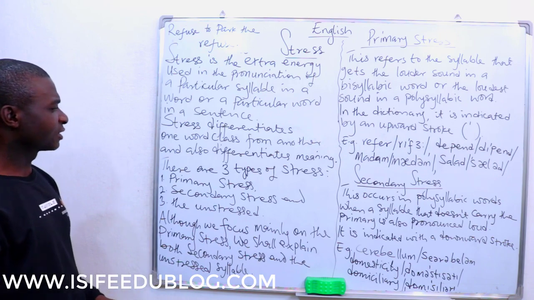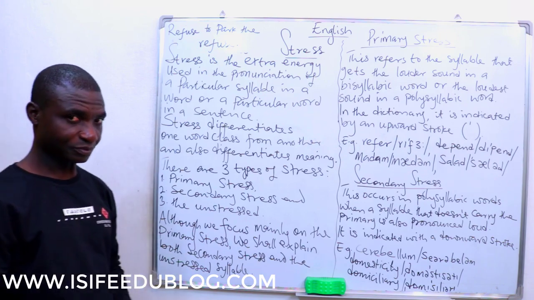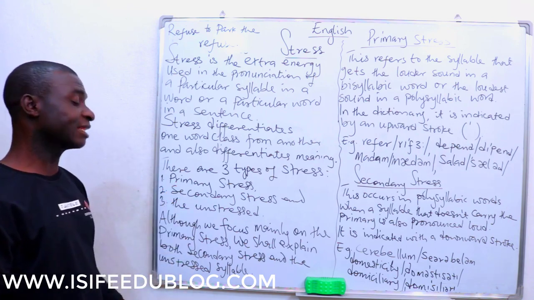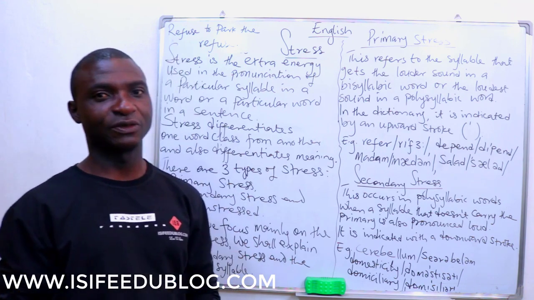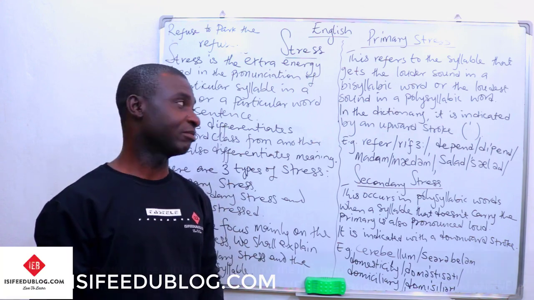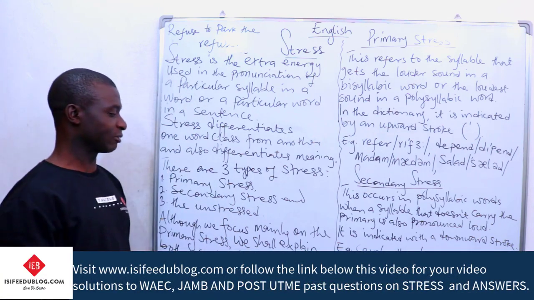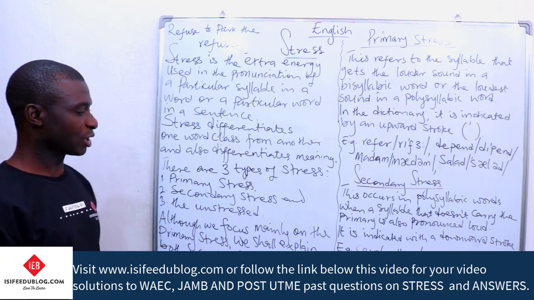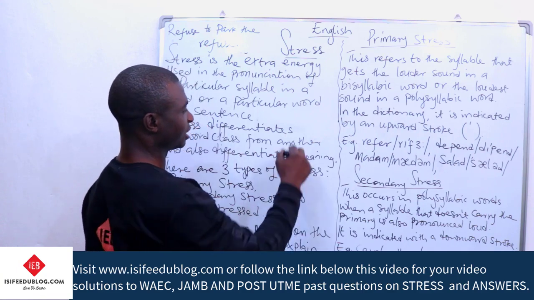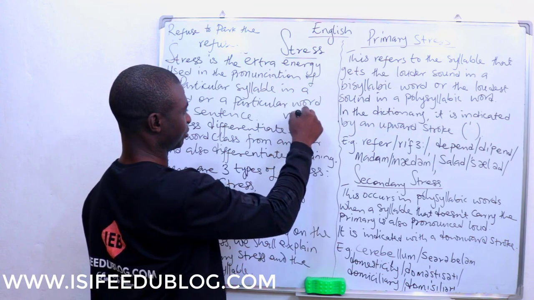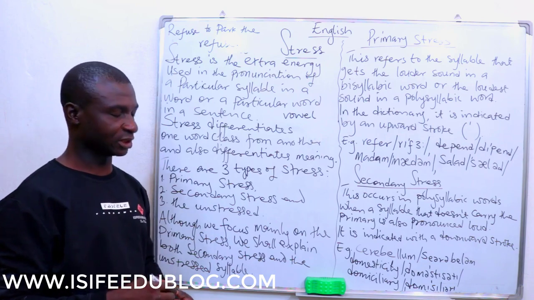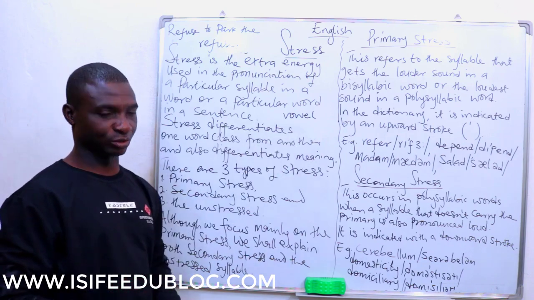There are three types of stress actually. We have the primary stress, the secondary stress, and the unstressed. Yes, there are syllables that are weak. Remember that whenever we talk about stress, we are looking at the strength of the vowel. We are looking at the strength of the vowel in the syllable. The strength of the vowel in the syllable is what determines stress.